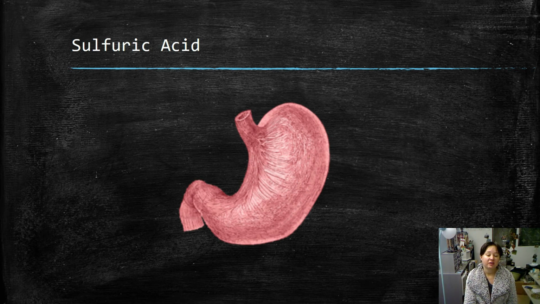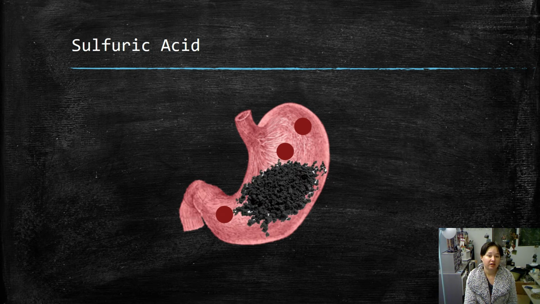Sulfuric acid, it wears holes in your digestive tract. Like it just burns these ulcers in and goes right through, and it's terrible. You'll notice distinctly black stomach contents, and the digestive tissues will also be stained black.